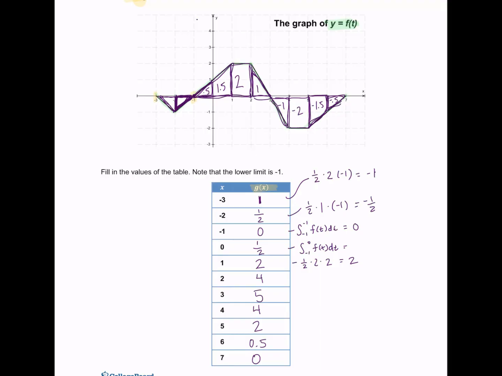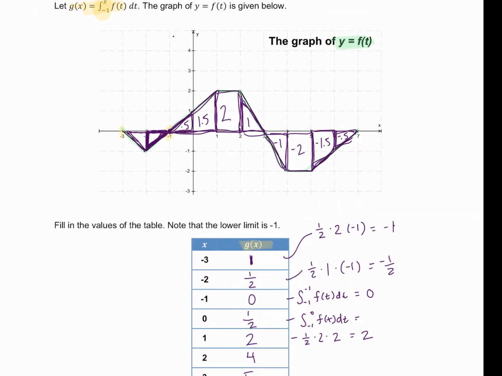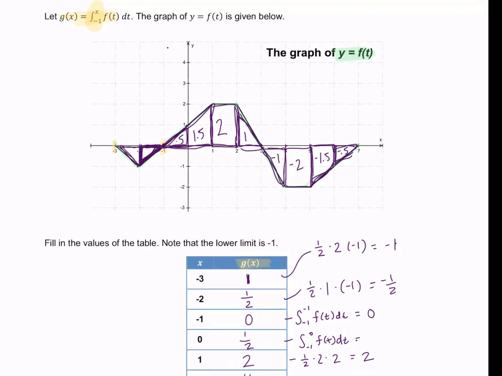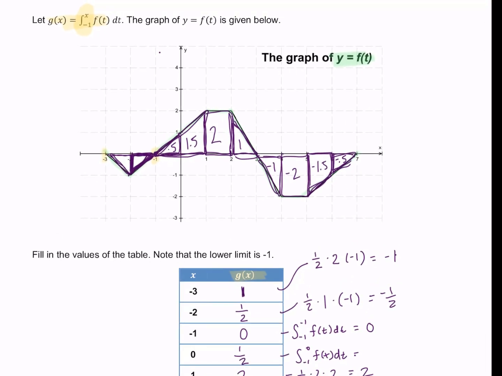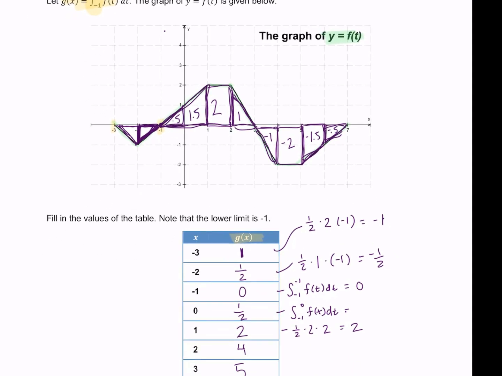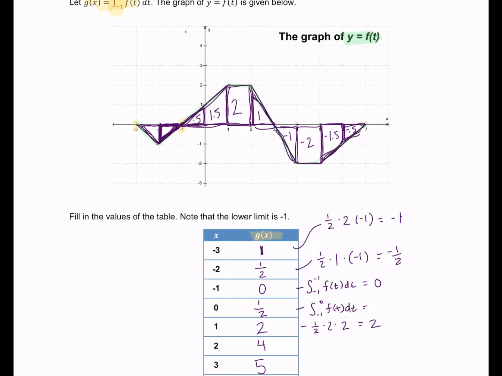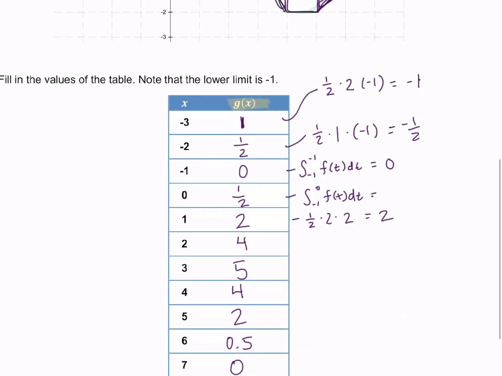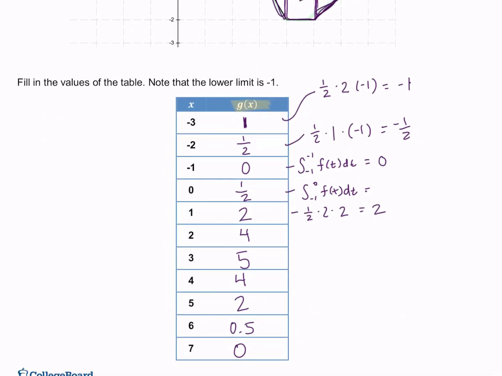Hi calculus students. In the previous video we used this graph of f of x or f of t in order to find the values of the integral function g of x. So we used the area bounded by the curve to fill in this table of values, and then we plotted these points on the table on the next page.